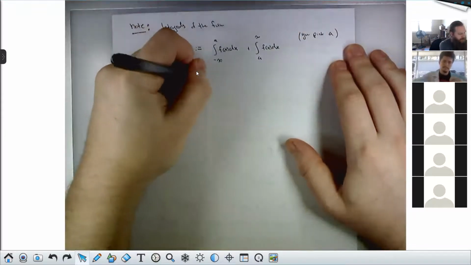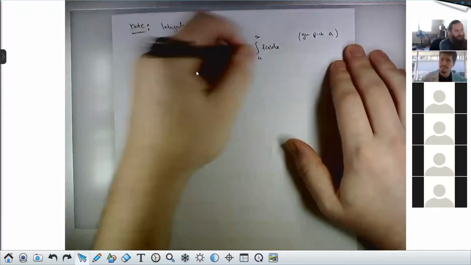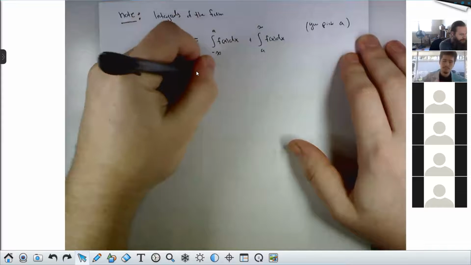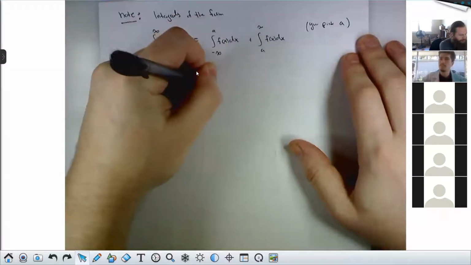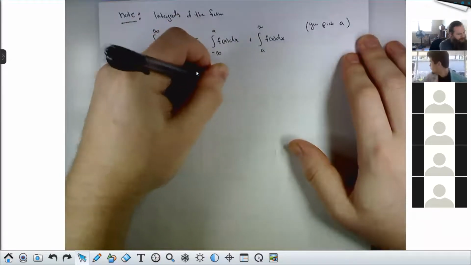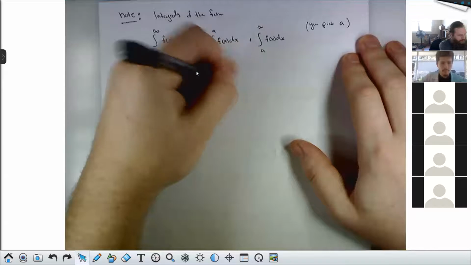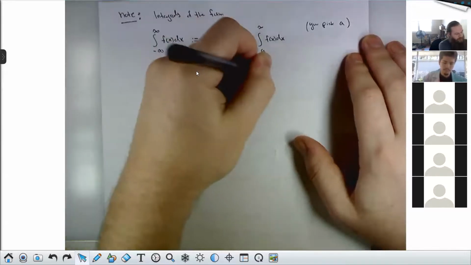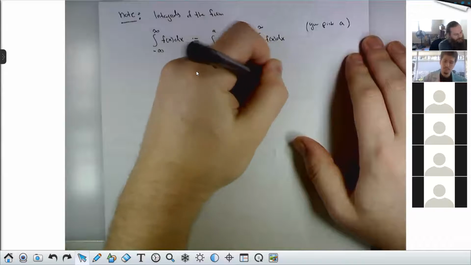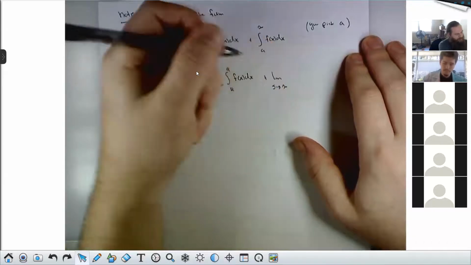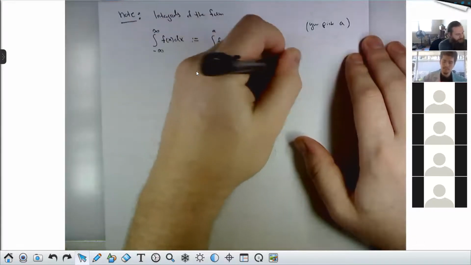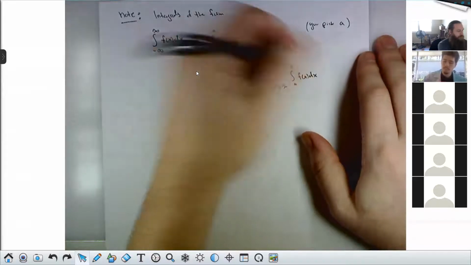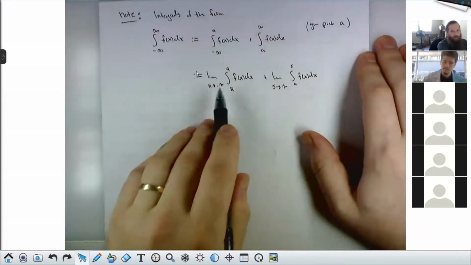Then each one of these gets their own limit with their own variable. So this would be like limit r goes to -infinity, integral r to a of f of x dx, plus limit as s goes to +infinity, integral a to s of f of x dx. And it's important that you use different variables for these.